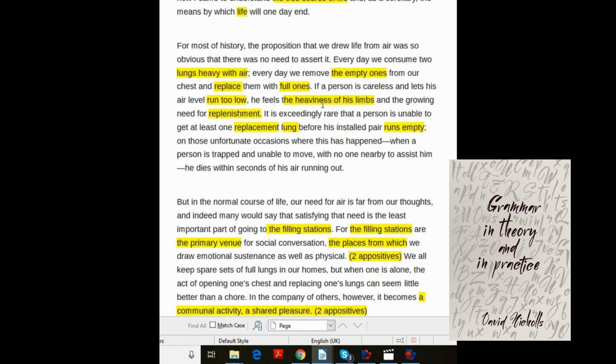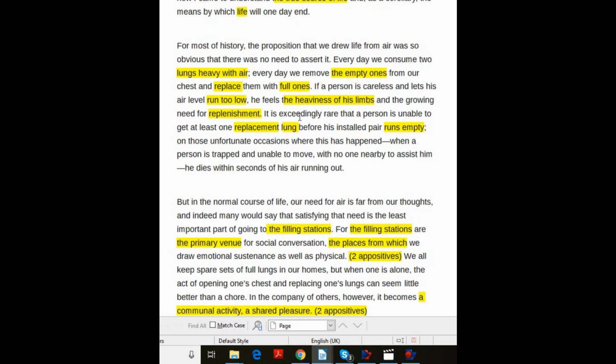Okay, he then uses an if sentence, so he's using a subclause at the beginning. If a person is careless and lets his air level run too low, comma, he feels the heaviness of his limbs and the growing need for replacement. So he feels 2 things. He feels the heaviness of his limbs and the growing need for replenishment. So they're 2 nice balanced noun phrases there that he's got at the end in the main clause.